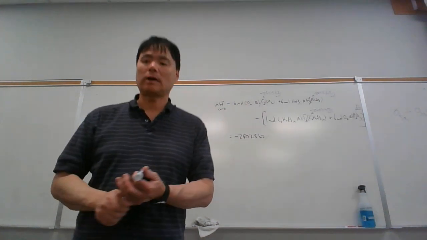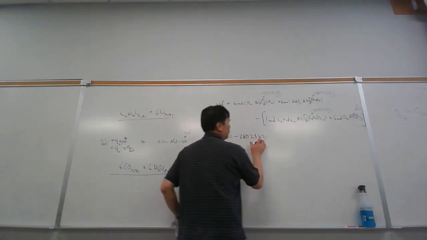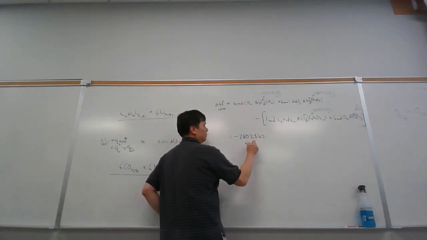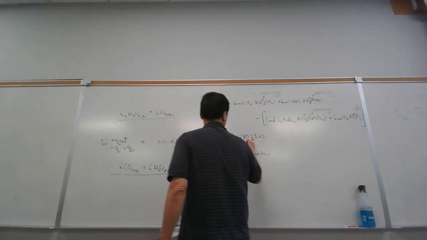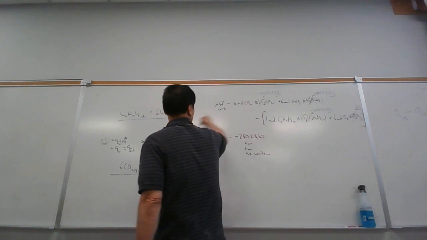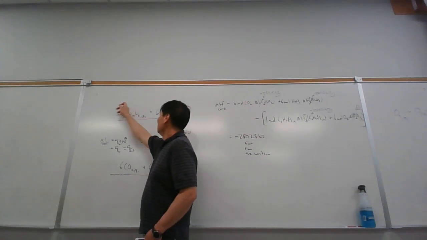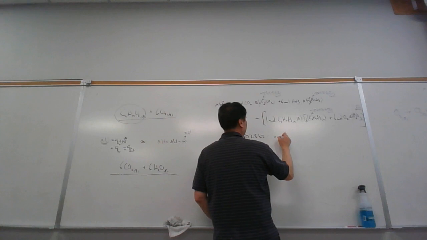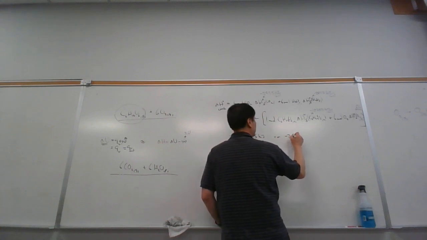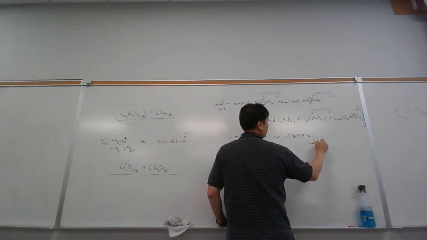Is that what you got? Okay. This is for the reaction as written. It's 2802.5 kilojoules. All the moles cancel. But when I look at the reaction as written, it's for 1 mole of glucose. And so what I could do here is I could just say minus 2802.5 kilojoules per mole of glucose combusted.